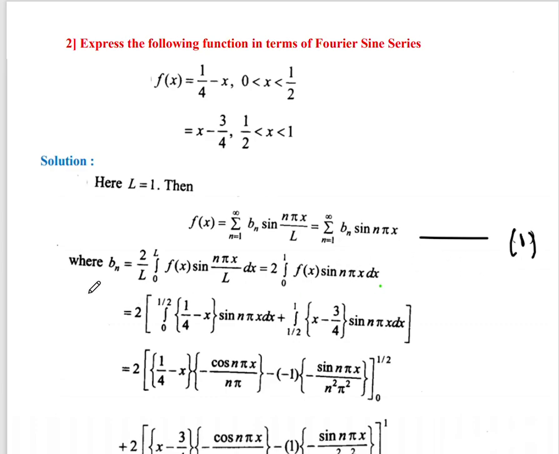So here bn, the coefficient of this term, can be written as 2 upon capital L integral 0 to capital L f of x sin n pi x upon capital L. But we know that capital L is 1. So putting L equal to 1, this can be written as 2 times integral 0 to 1 f of x sin n pi x dx.